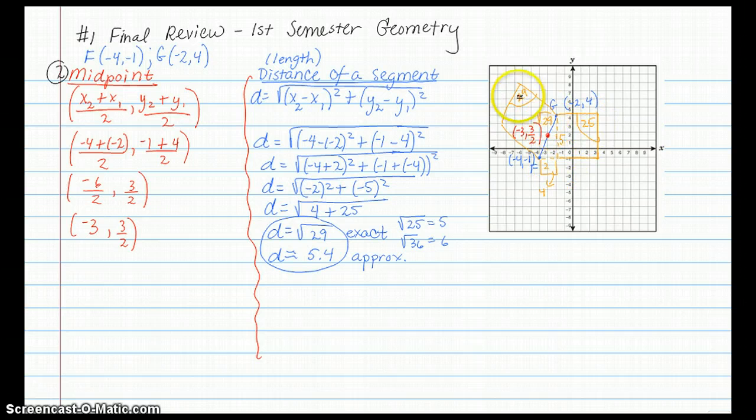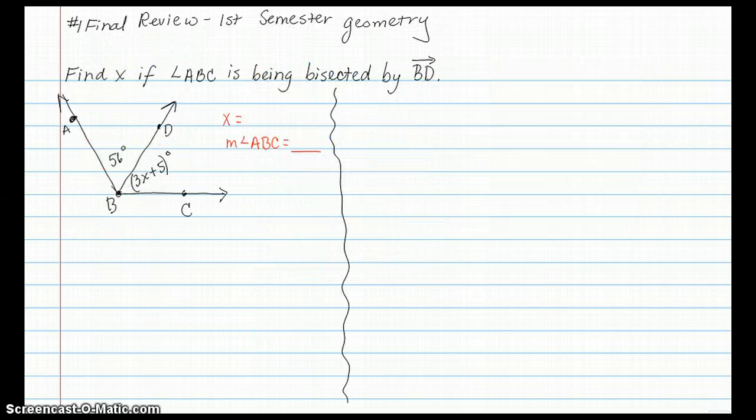25 and 4 is 29. So the square that came off of this segment has an area of 29. The side length is the square root of 29, which we actually calculated with the distance formula. It is between the square root of 25, which is 5, and the square root of 36, which is 6. When we calculated it on the calculator and rounded to the tenths, D is approximately 5.4. Okay, we're going to move on to bisectors next.